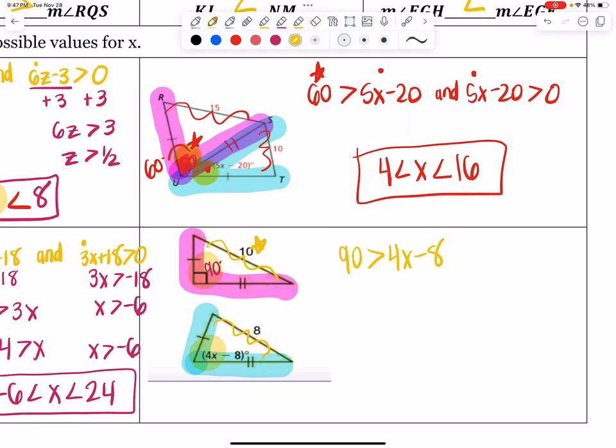So I'm going to put a star there. That is greater than this dot angle. But in order for that dot angle to exist, then 4x minus 8 also has to be greater than 0. And so if you solve this one, you end up getting that x is greater than 2, but less than 24.5.